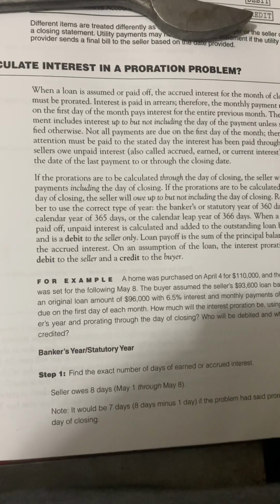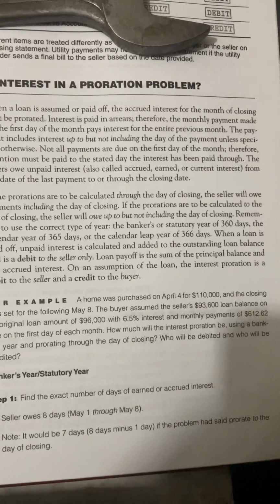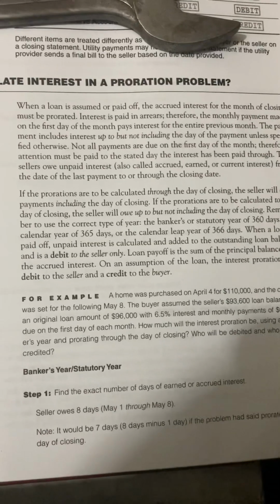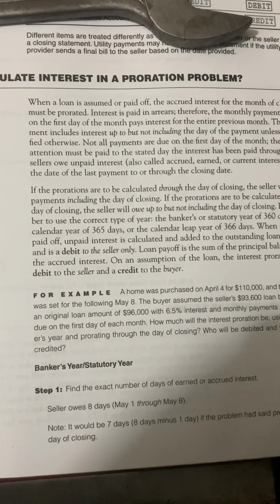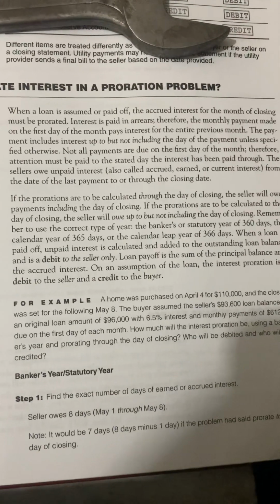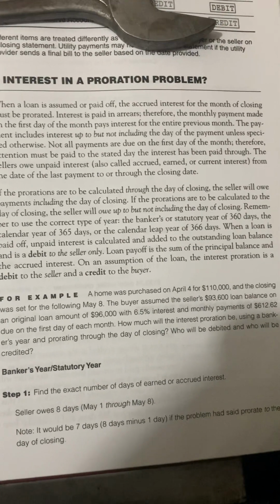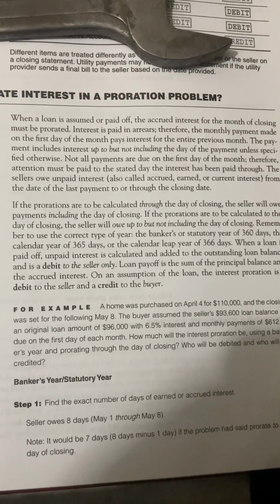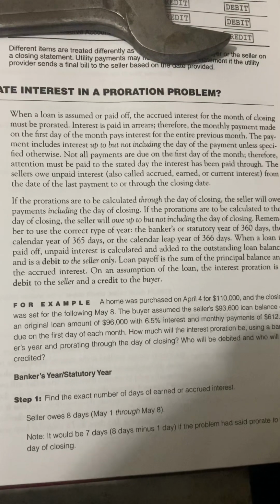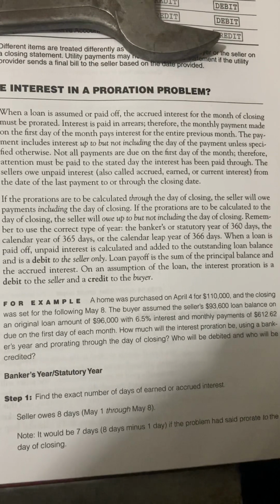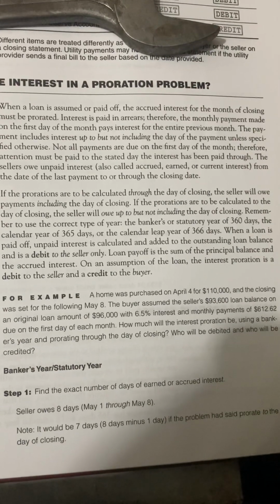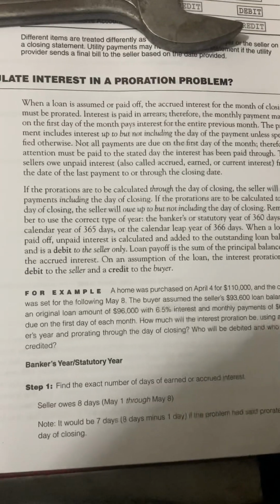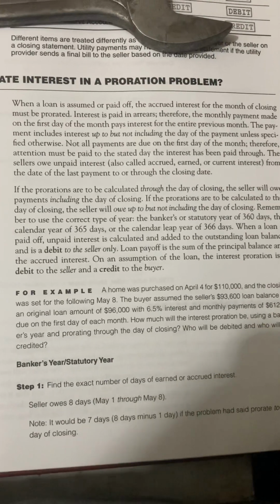For example, a home was purchased on April 4th for $110,000. And the closing was set for the following May 8th. The buyer assumed the seller's $93,600 loan balance on an original loan amount of $96,000 with 6.5% interest and monthly payments of $612.62 due on the first day of each month.